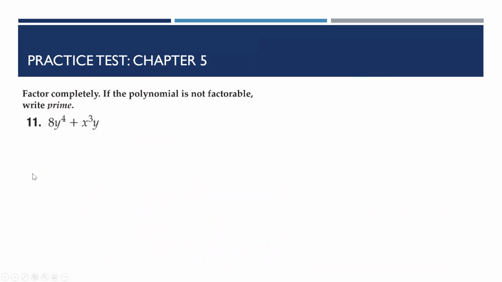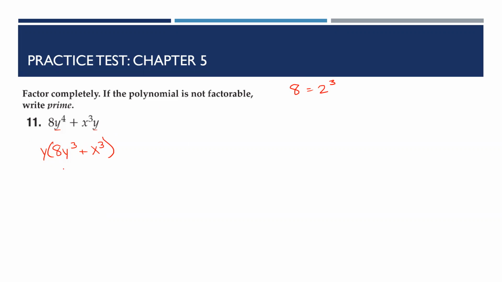All right, so this one says to factor completely. When I look at this, I see that there is a y in both of these. So I'm going to factor out a y, and I'm left with 8y to the third power plus x cubed. Now I notice, oh, excuse me, these are both perfect cubes, right? Because 8 is equal to 2 to the third power. And then I've got y cubed and I've got x cubed.